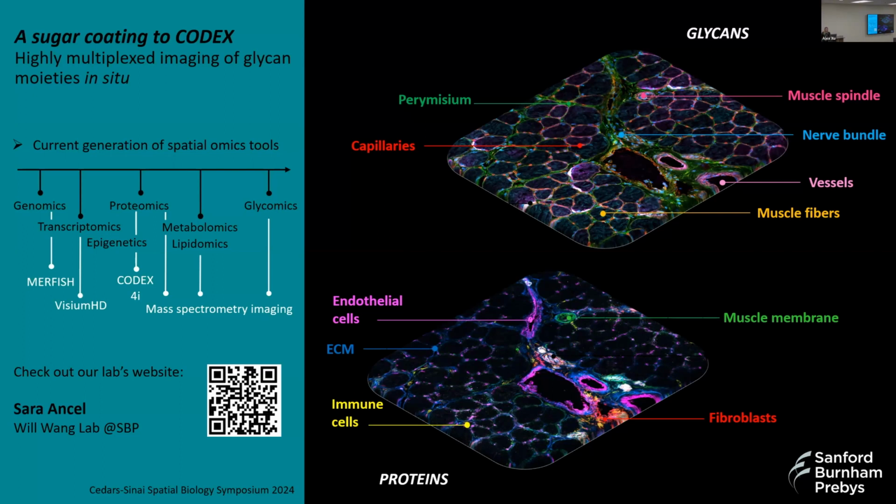Because glycans have critical roles in development, disease, and communication between cells, we believe that pinpointing exactly where glycans are located within the tissue can help us gain another layer of understanding of tissue biology, and also insights into the impacts that glycans can have in health and disease.